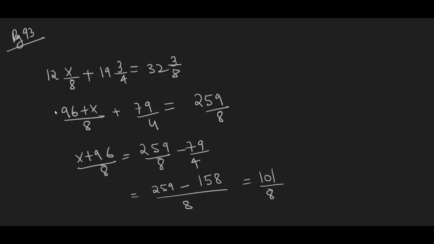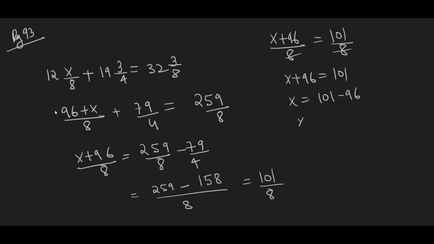Now this is not over. You have x plus 96 upon 8 equals 101 upon 8. So they have the same denominators on the left side and the right side, so this can be cancelled. So this will be x plus 96 equals 101. So x equals 101 minus 96. x equals 5. The answer is x equals 5.